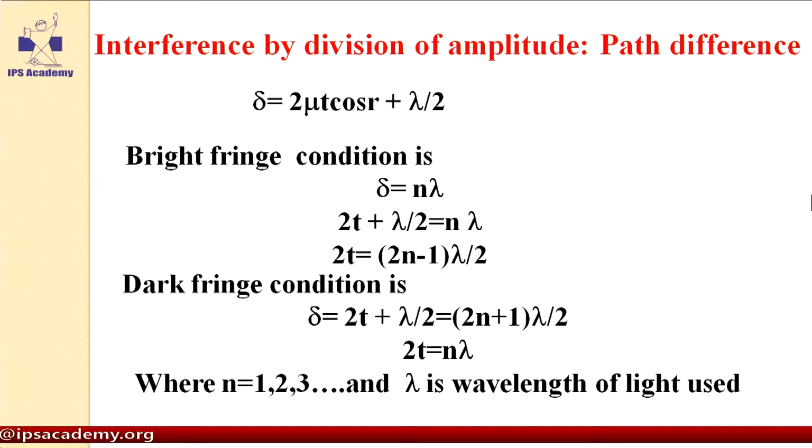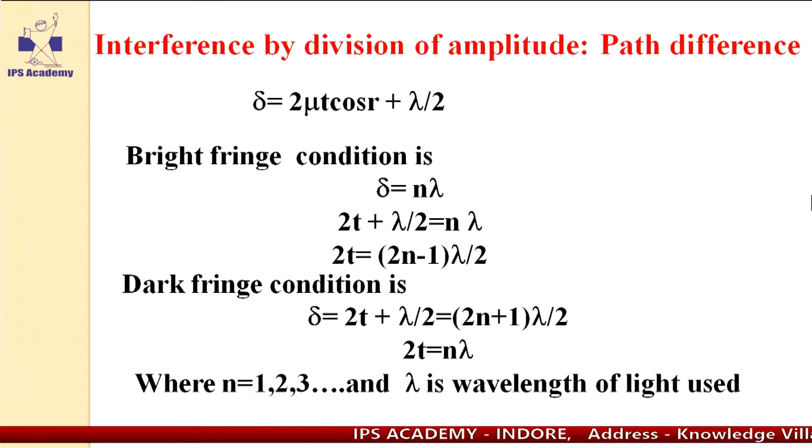There is a standard formula to calculate the bright fringe condition. You should equate this path difference to n lambda when we find the condition of bright fringe. So delta is equal to n lambda for constructive interference. So here the delta is 2t plus lambda by 2 is equal to n lambda. Here we are calculating the condition of bright fringe. So 2t is equal to (2n minus 1) lambda by 2.